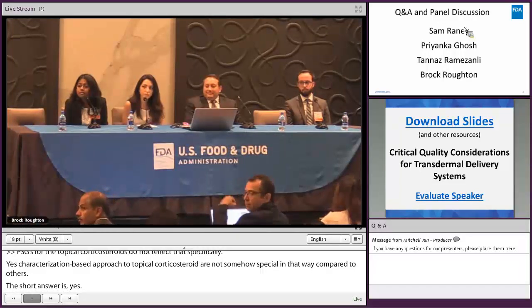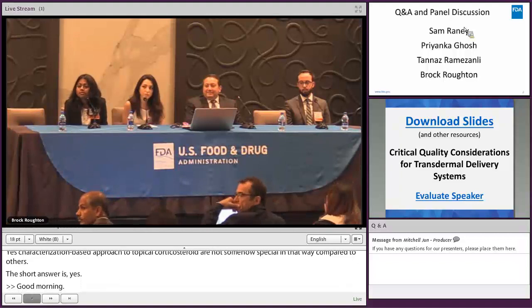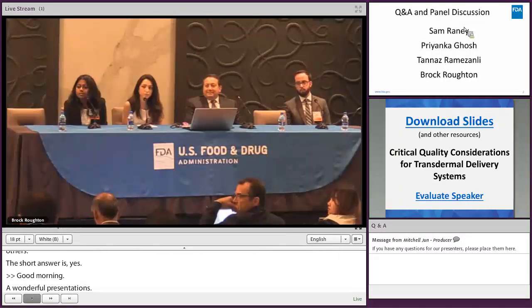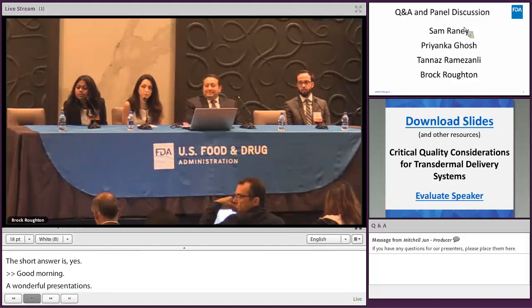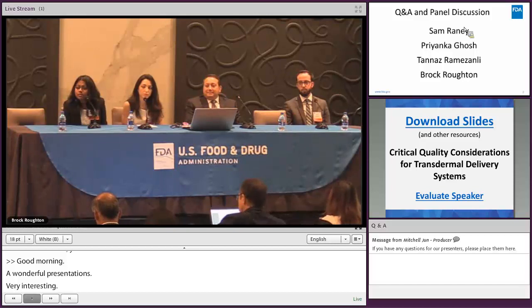I was very interested in the Q3 similarity. In one of your slides, it shows that in order to demonstrate Q3 similarity, you have to show that your test product range falls within the range of the reference product. So my question to you is, how do you determine the range of the reference product? How many batches do you test, or do you need to test a different reference product of different ages?